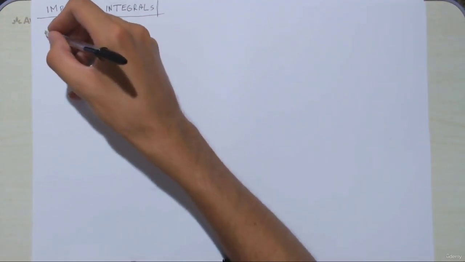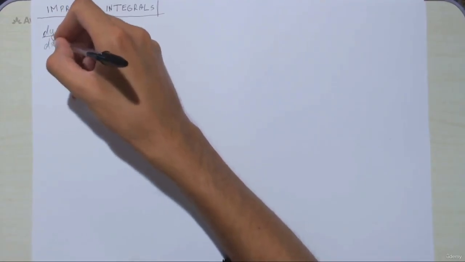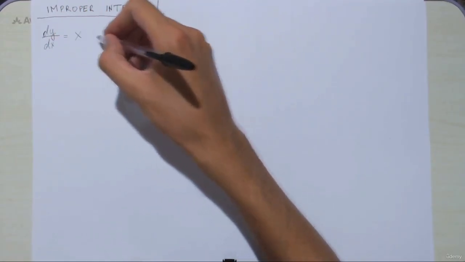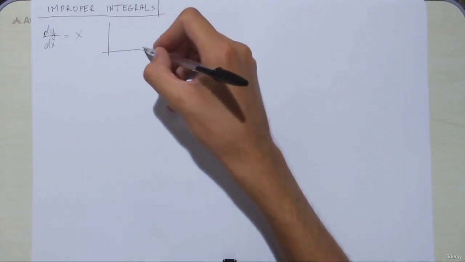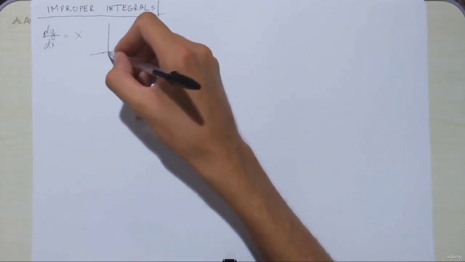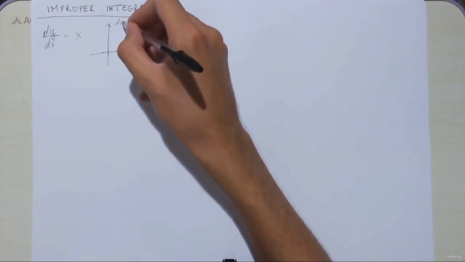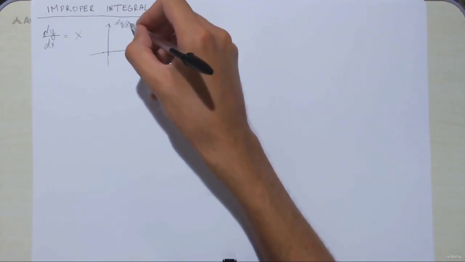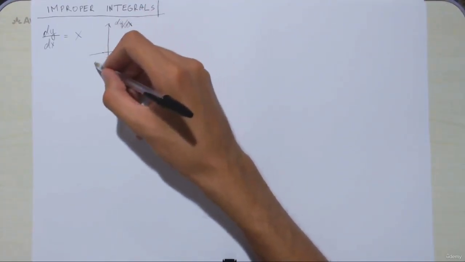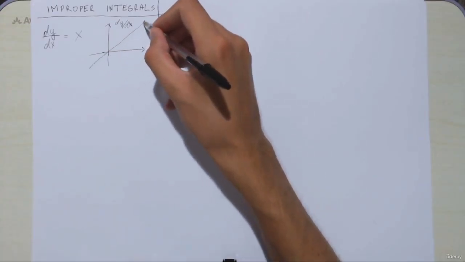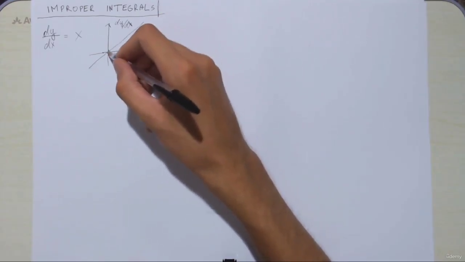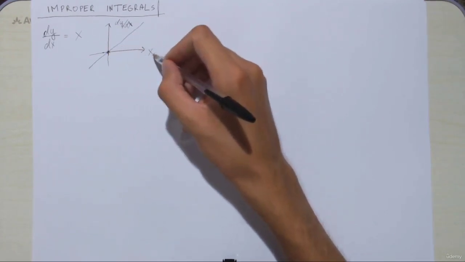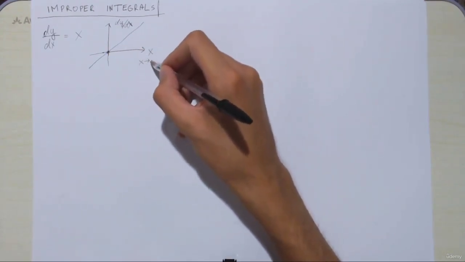If I have a function dy dx and I say that it's just x, then your graph would be the following. Your x would be here, and your dy dx would be here. This would be your range. And if it equals x, then you just have a straight line. Now let's say that you want to calculate the area under the line starting from x equals 0 until x approaches infinity.